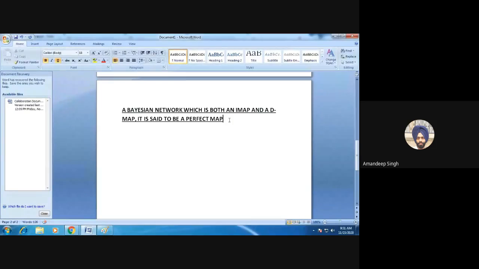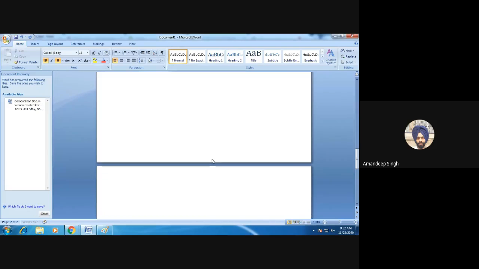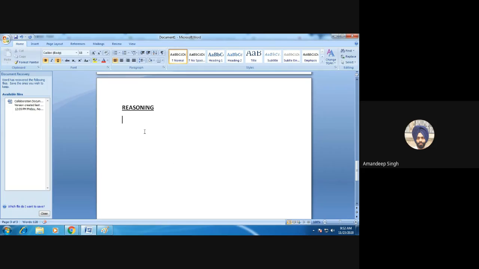And now next comes the reasoning part. That is your reasoning part. What is this? That is how to basically use the Bayesian networks, you can say, to reason about any given domain.